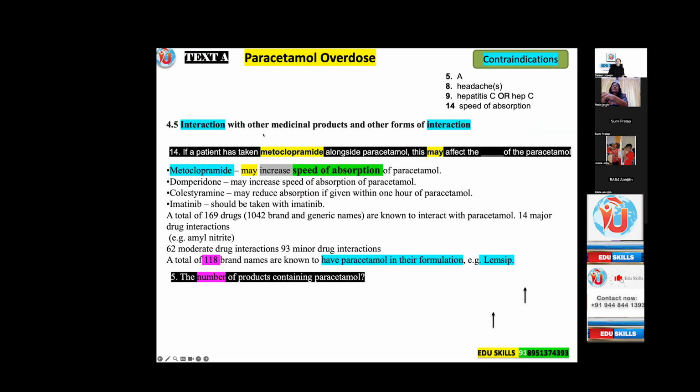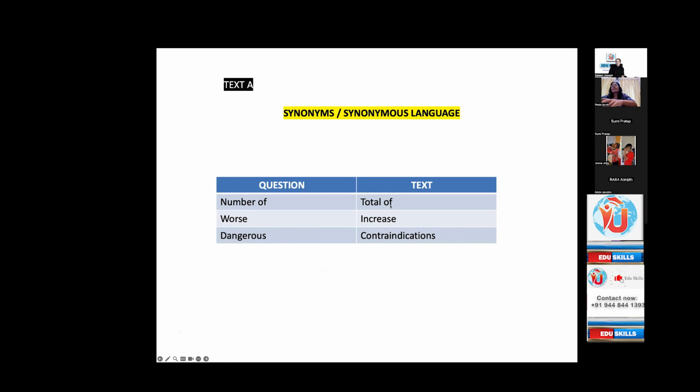See here, interaction with other medical products. You have alongside paracetamol. Metoclopramide alongside paracetamol means paracetamol interacting with other medications. Medication names are given and one of them definitely is the answer. So just concentrate on those names of the medications. Then the next one is the number. Question says number of here, total of. Text says total of. Worse, increase or develop. Dangerous, contraindications. These are synonymous expressions. Hope you got an idea.